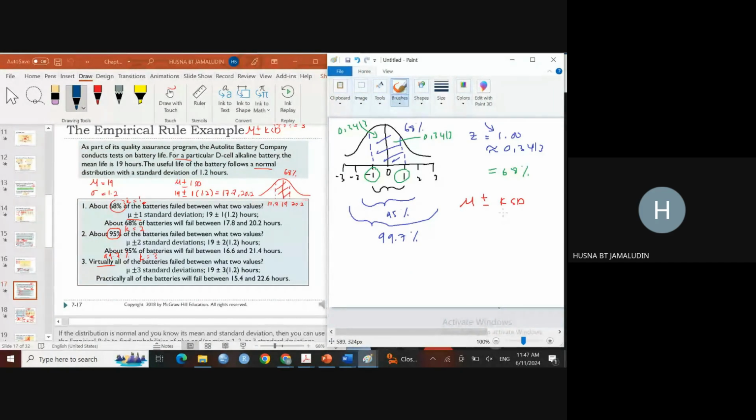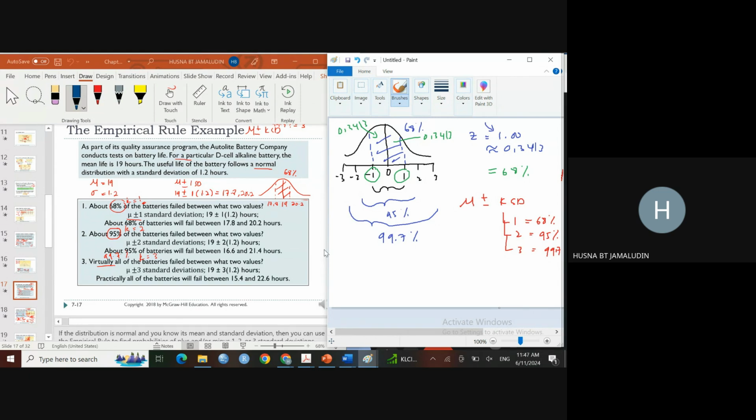What is this K? The K will equal 1 if the percent is 68%. K will equal 2 if the percentage is 95%. K equals 3 if the percentage is 99.7%. Now you know the K, because for the empirical rule you only have 3 standard deviations and 3 K values. So now look at the question.